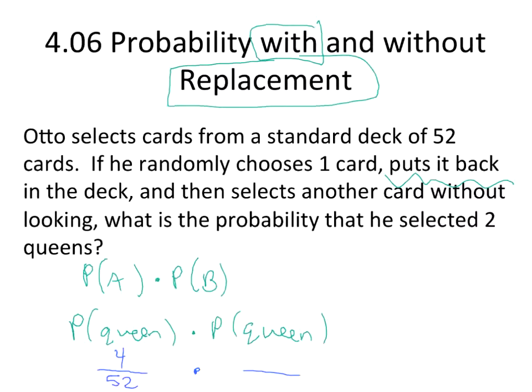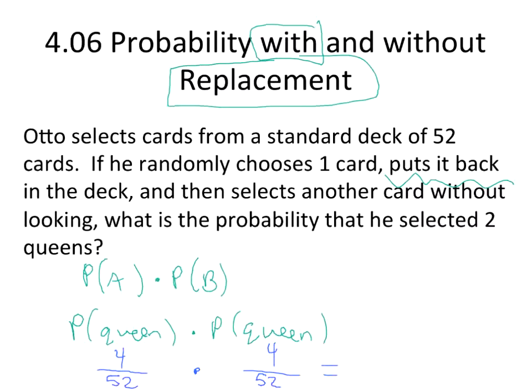He's going to put whatever card he picked back into the pot. Now we're going to pick again. Let's try our second one. How many cards are we talking about? Well, 52. My desired outcome is a queen. How many queens are in the pot? 4. Great job.